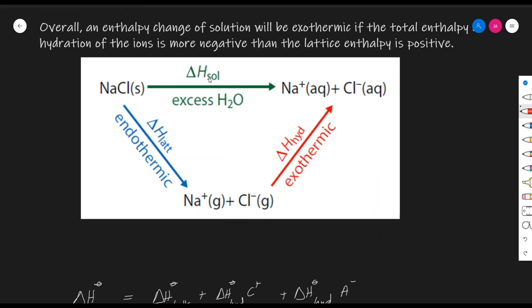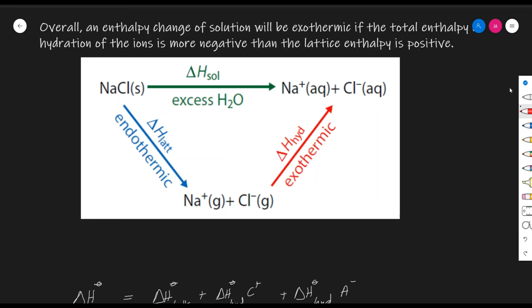But if the lattice enthalpy were more positive than the enthalpy of hydration is negative, then the enthalpy change of solution would be endothermic. Therefore, the enthalpy change of solution could be either exo or endo. The lattice enthalpy in this direction is always endothermic, as we learned in previous videos, and the enthalpy changes of hydration are always exothermic when going from gaseous ions to aqueous ions.